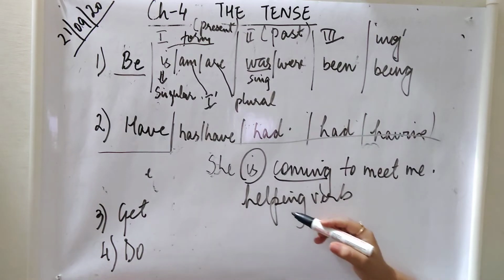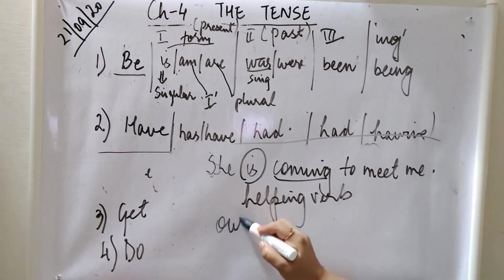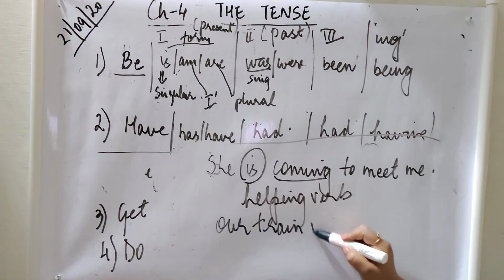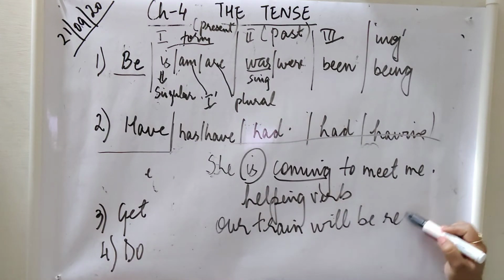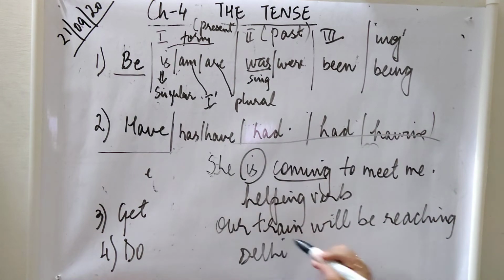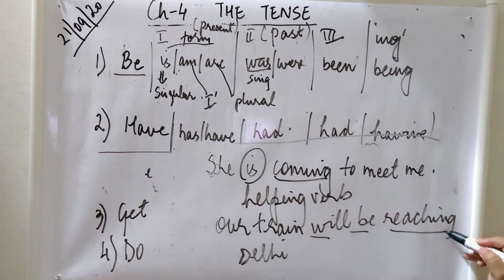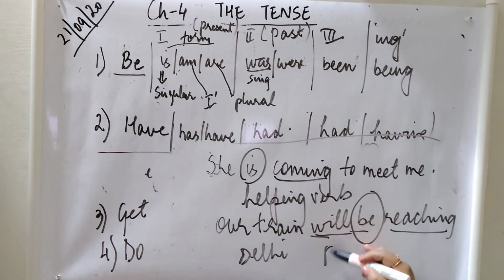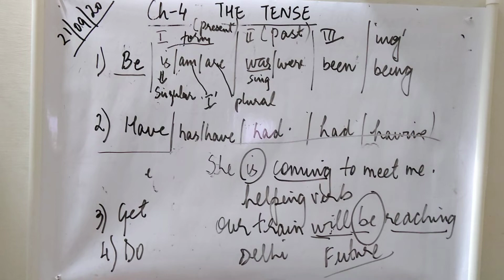Similarly, if I say our train will be reaching Delhi, here there are three verbs: will, be, and reaching. Here be is used as a helping verb and will is denoting the future. This I will talk about in the later half of my video. So I think in this video it is clear when to use be as a main verb and how be is used as a helping verb.